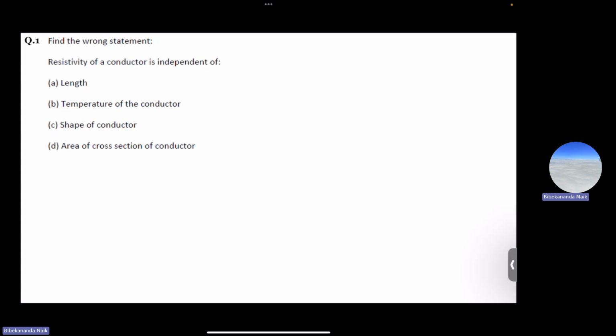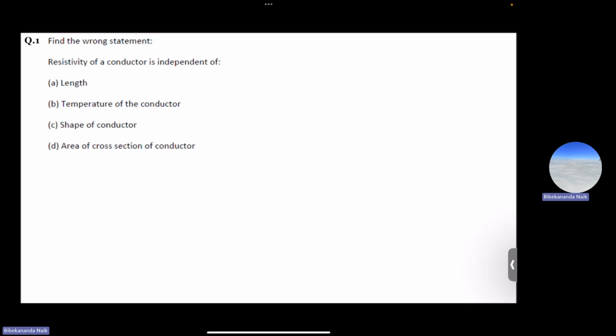Now question number one says, find the wrong statement. The statement is: resistivity of a conductor is independent of, and the options are option A, length, option B, temperature of the conductor, option C, shape of the conductor, and option D, area of cross section of the conductor. Let me rewrite the question, as it's a bit confusing.